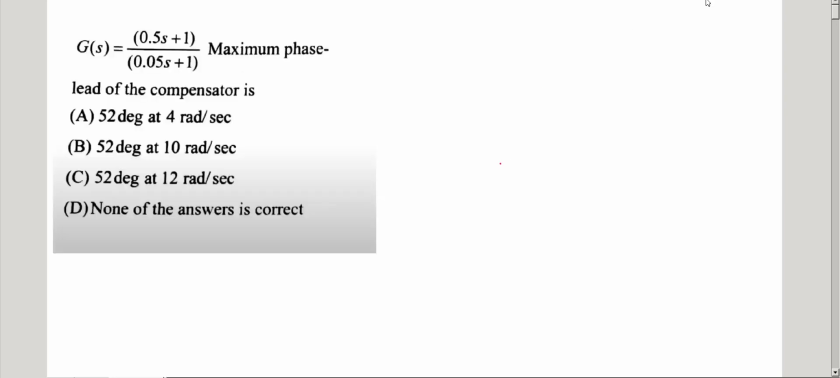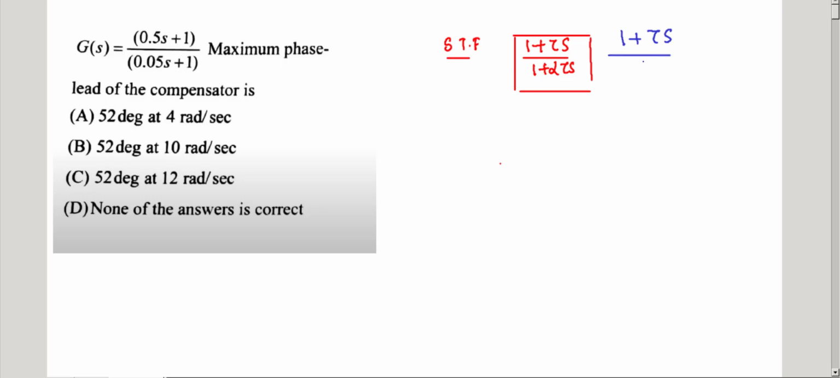Next question. The maximum phase lead of the compensator is asked. The standard transfer function model of the lead-lag compensator is 1 plus tau s by 1 plus alpha tau s. This is the standard transfer function model of the compensator: 1 plus time constant into s by 1 plus alpha into time constant s.